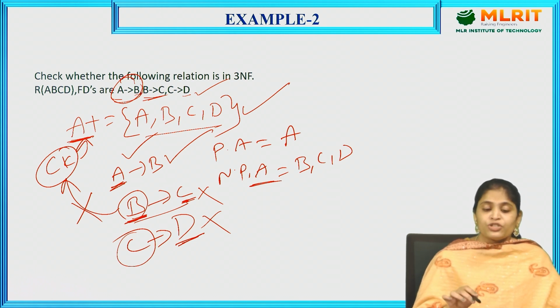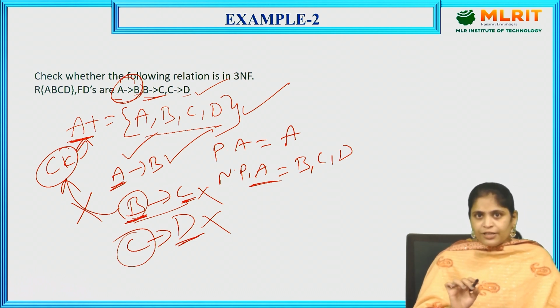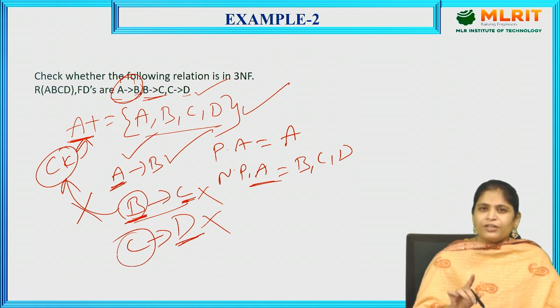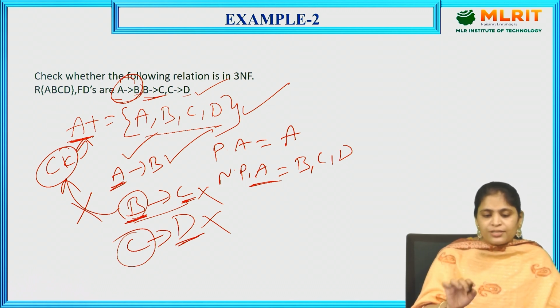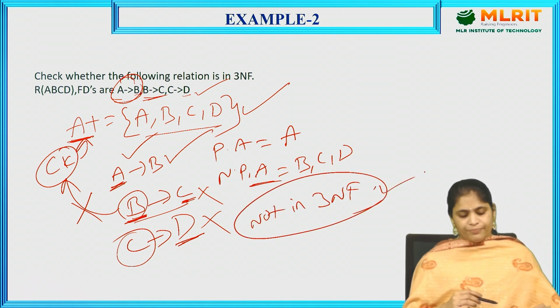We have to check all the FDs given in the relation. Even if one FD doesn't satisfy, that relation is not in 3NF. So we can conclude that this relation is not in 3NF.